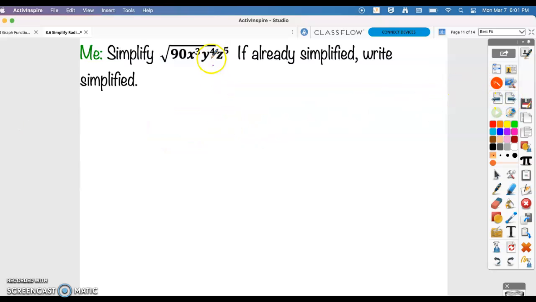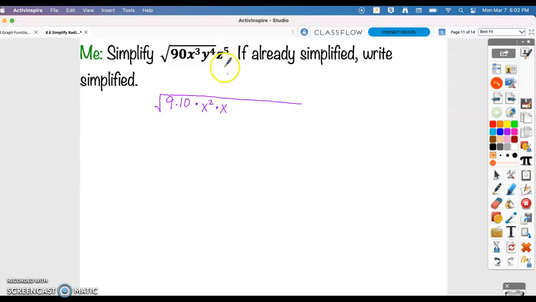Now let's mix it up and put some letters in here. Same thing. Again, I want to look at 90 first. So what two numbers can I multiply? So I've got 9 and 10. And then I want to break apart my variables into squares. So x to the third would be x squared times x, because remember when you multiply, add them, you get to the third. So that would be x squared, 1x.